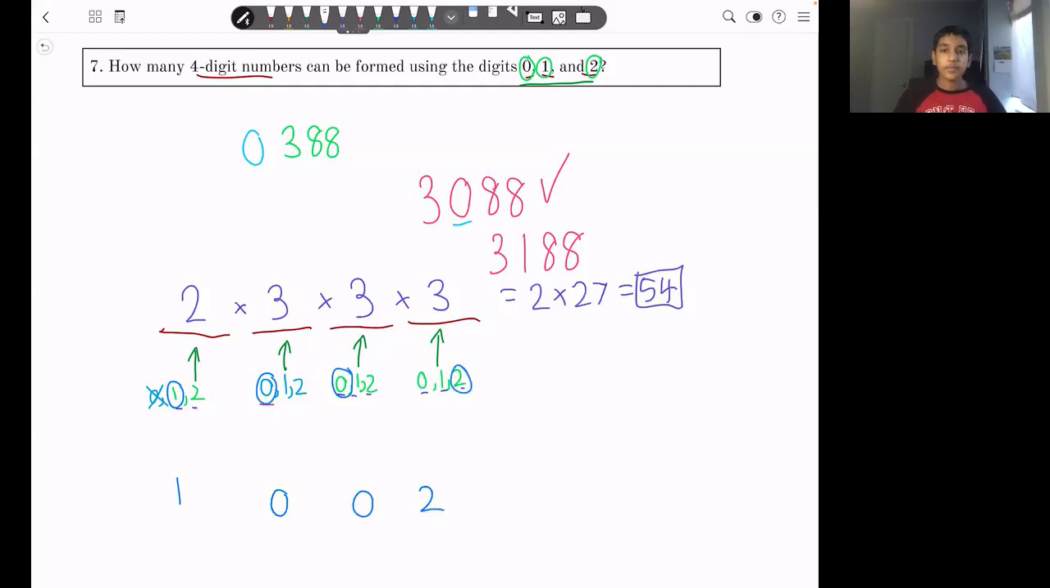Any questions on this trick or type of problem? Because this is very important. It's one of those crucial ideas, so make sure you understand how this method works. Okay, let's move on then.